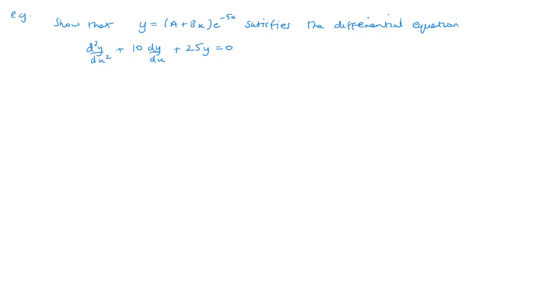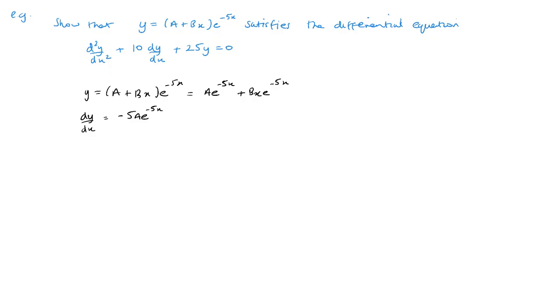So I need to take my solution that I want to test, and I need to differentiate twice. Okay. Now, before I differentiate, it's probably best to expand this bracket. So a e to the minus 5x plus b x e to the minus 5x. So differentiating a e to the minus 5x is going to be minus 5a e to the minus 5x.